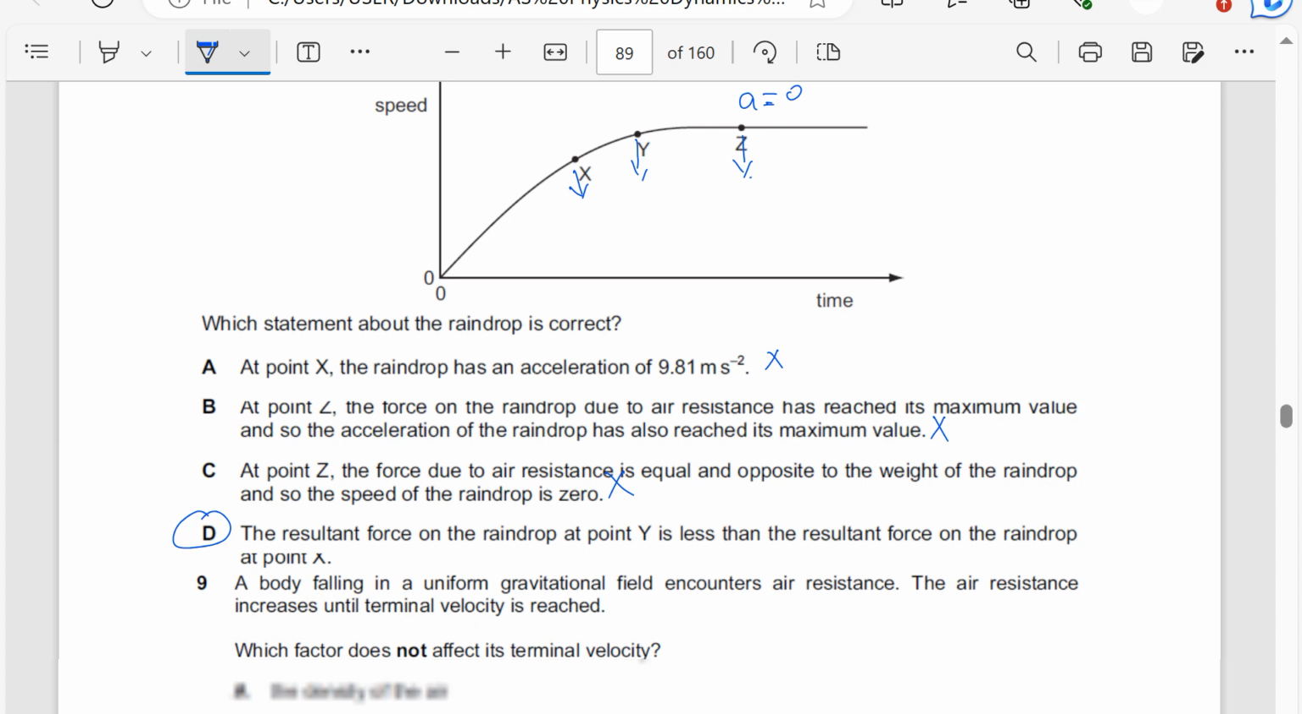The resultant force on the raindrop at point Y is less than the resultant force on the raindrop at point X, which is true. The acceleration at X is greater than the acceleration at Y because the resultant force at X is greater than the resultant force at Y. So the answer is going to be D.